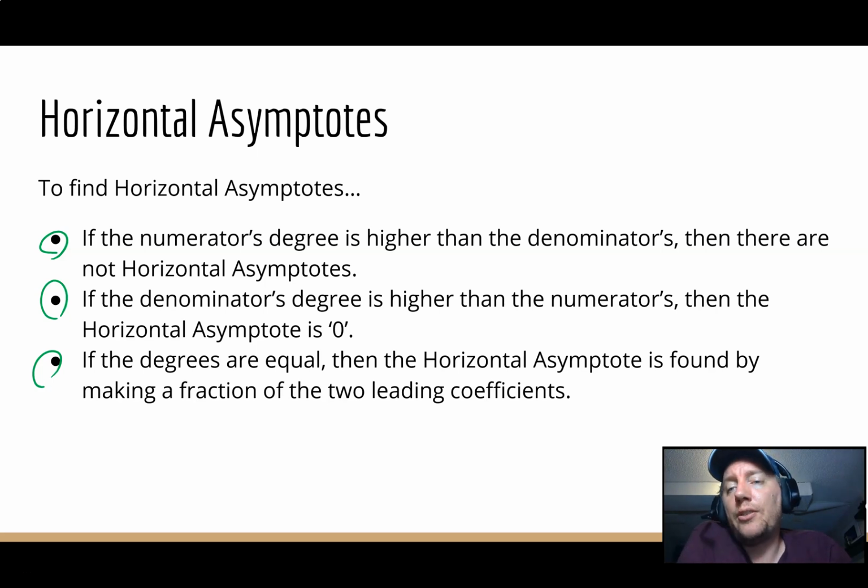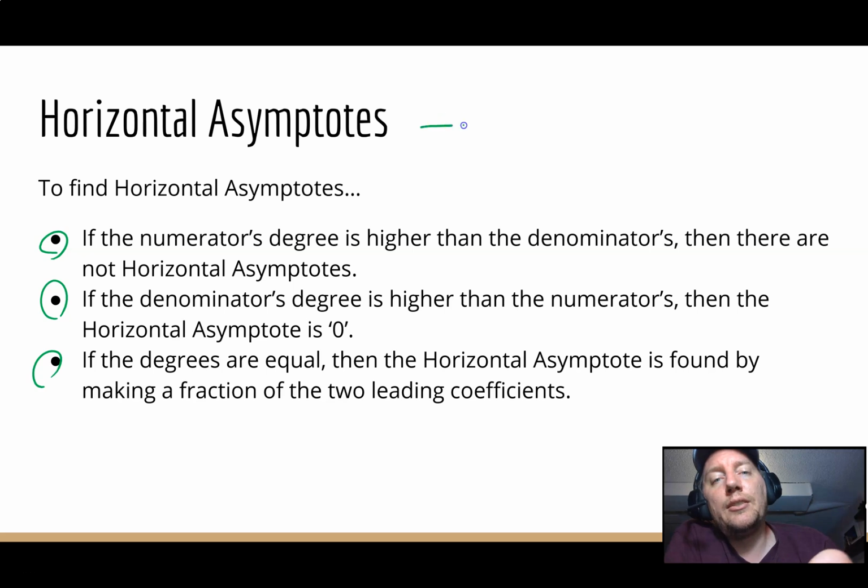So first case, if the numerator's degree is higher than the denominator's, then there are not any horizontal asymptotes. If the denominator's degree is higher than the numerator's, then the horizontal asymptote is 0. If the degrees are equal, then the horizontal asymptote is found by making a fraction of the two leading coefficients.